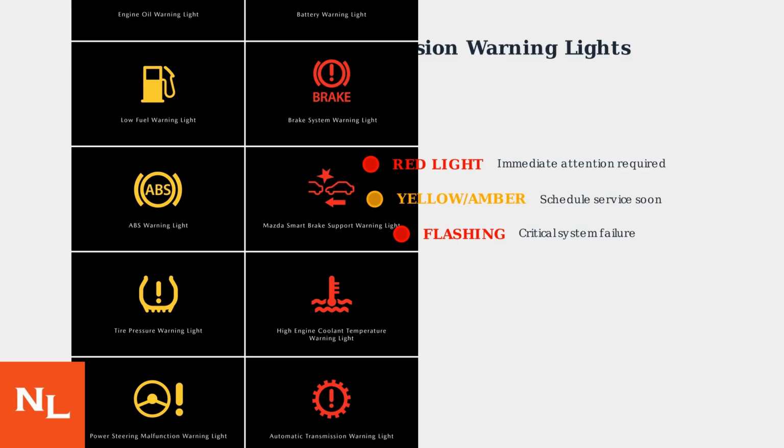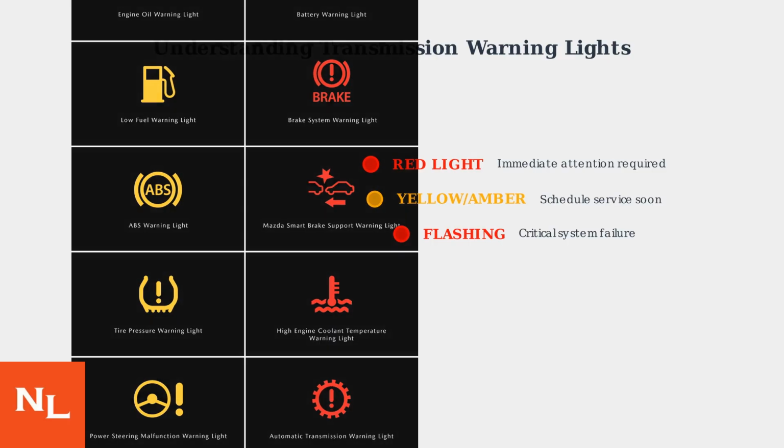A red light indicates an immediate problem requiring urgent attention. A yellow or amber light suggests caution and the need for scheduled service. A flashing light signifies a critical system failure.